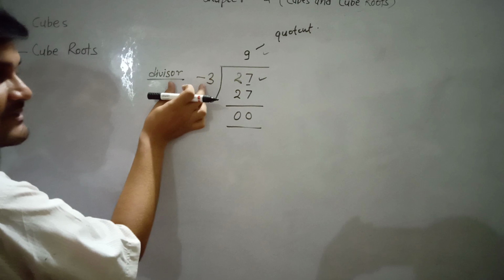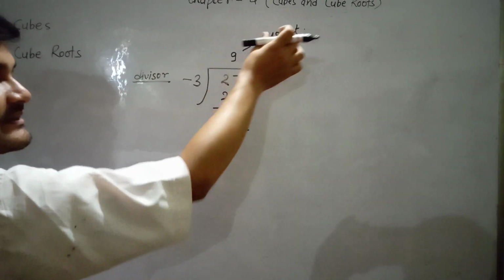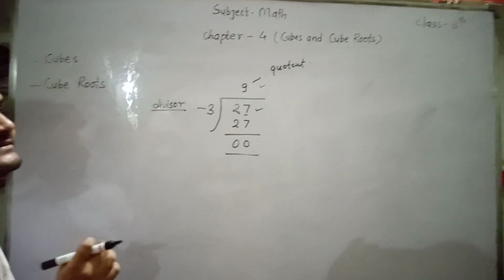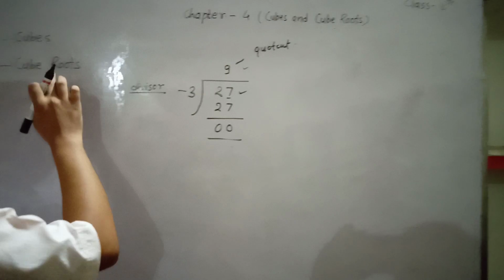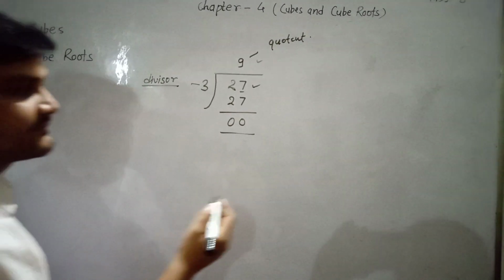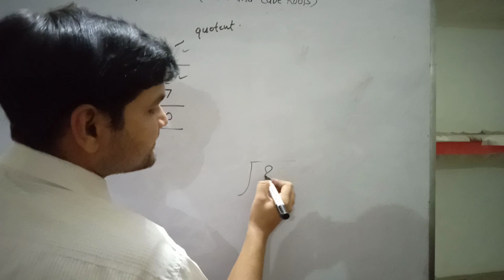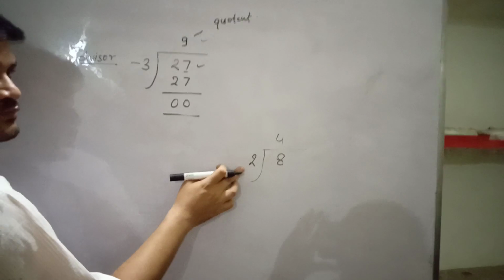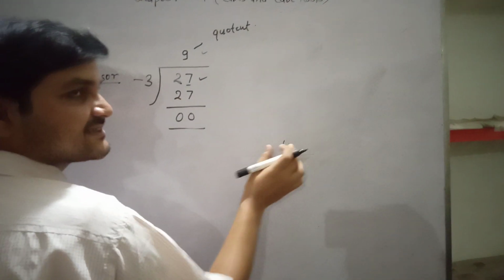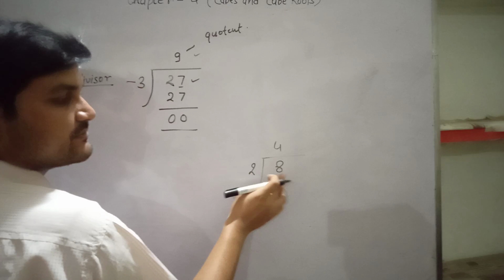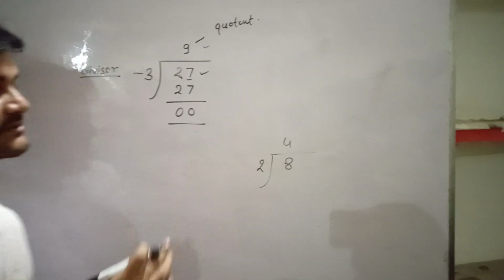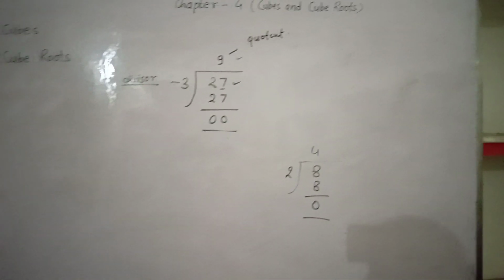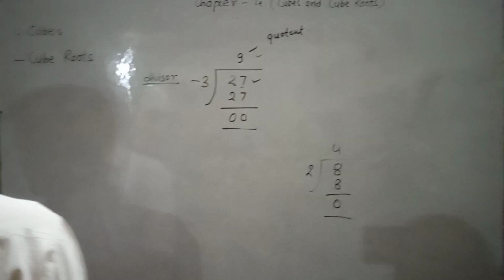If any number is divided by another number and if we get the quotient as the square of the divisor, then the divisor will be the cube root of the number. We will take one more example. If we divide here 8 by 2, so we will get 4 and 4 is the square of 2. So we will get the square of the divisor as the quotient here. So 2 will be the cube root of 8. So that's the definition of cube root.